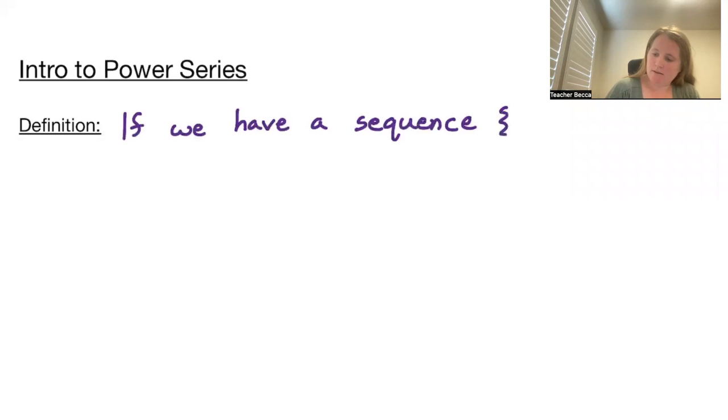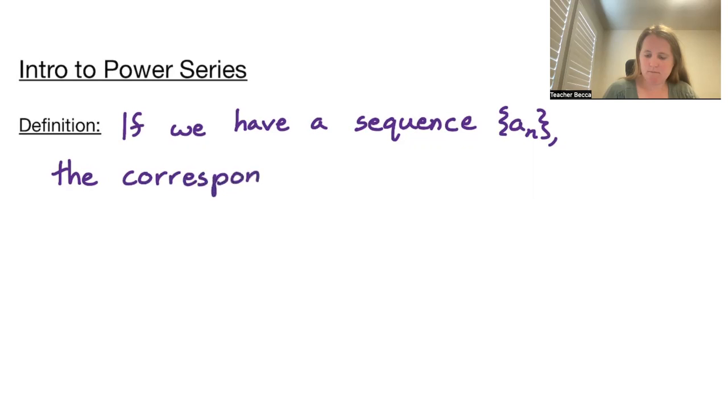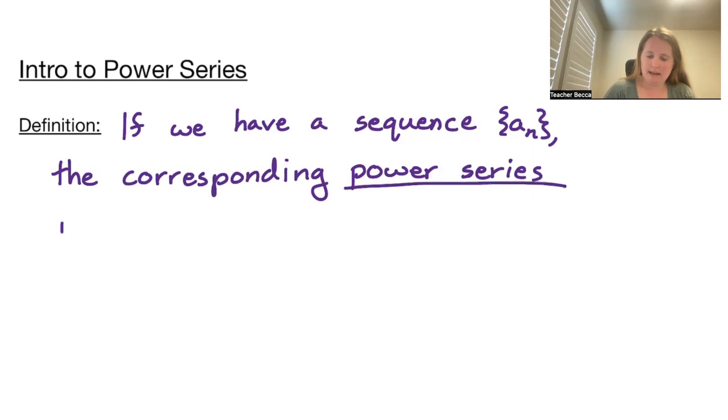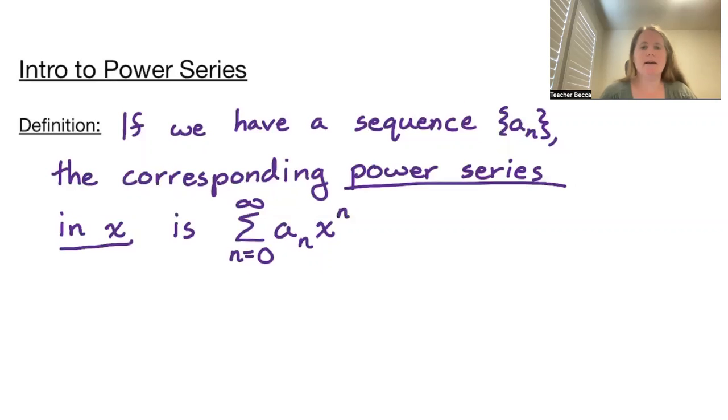So, quick definition. If we have a sequence a sub n, then the corresponding power series in x is the series, the sum from n equals 0 to infinity of a sub n times x to the n.